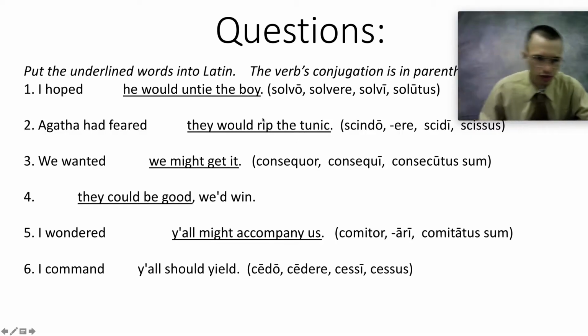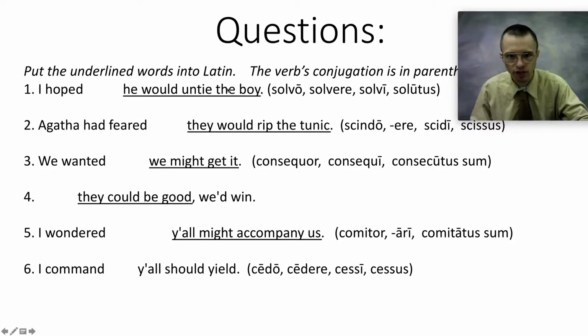All right, try these questions. You're supposed to take the underlined words and make a past forward-looking subjunctive out of them. Of course, I will first give you the conjunction, which is usually ut or ne or something like that. All right, so stop the video and attempt these 6, and then start it up again, and I will put up the answers.